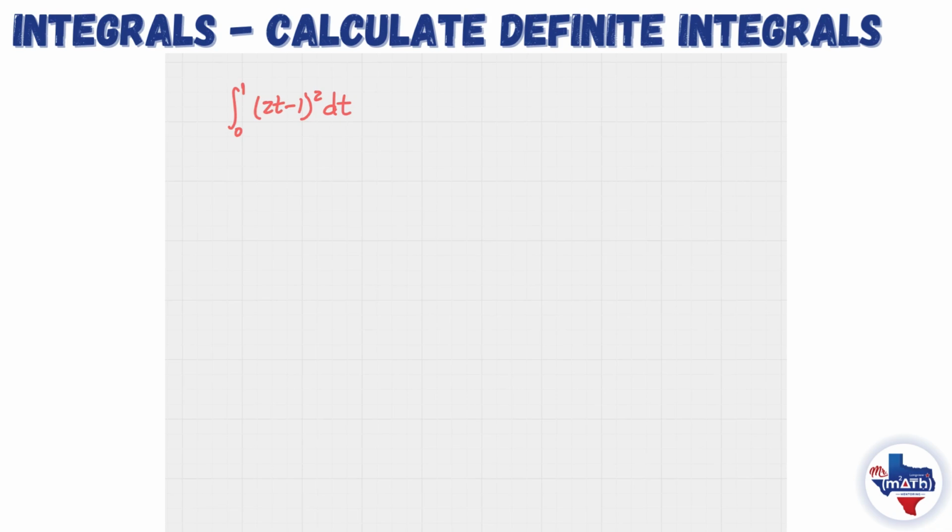Today we're solving a definite integral. We have the integral from 0 to 1 of (2t minus 1) squared dt. As we can see, there is a power there.